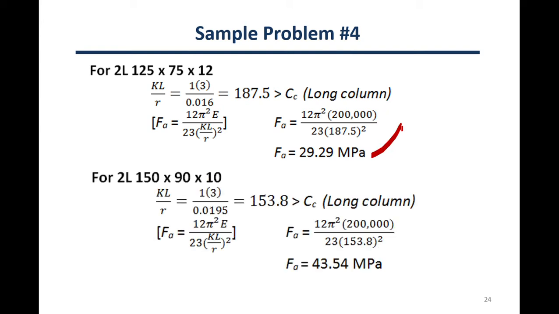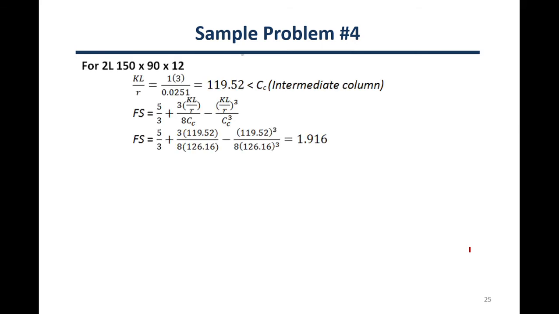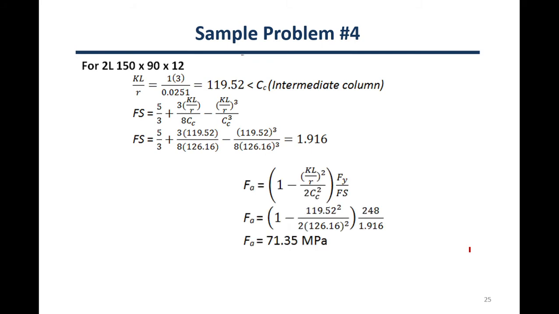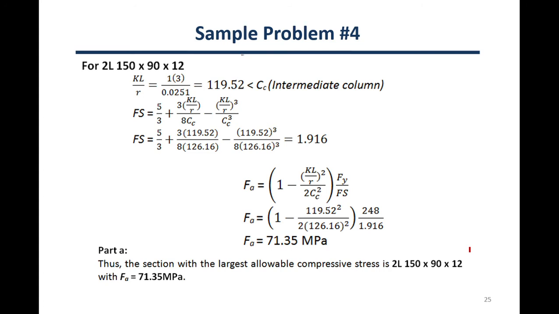Check natin. Sa doon naman sa isang sample natin, lumilitaw yung pa rin. So, 43. Check ulit natin the other one. So, lumilitaw mas malaki yung critical. So, we have here 71.35 ang value ng FA natin. So, lumilitaw na ito ang dapat na gamitin kasi pinakamalaki ang kanyang compressive stress, di ba? Which is FA equals 71.35 megapascal.